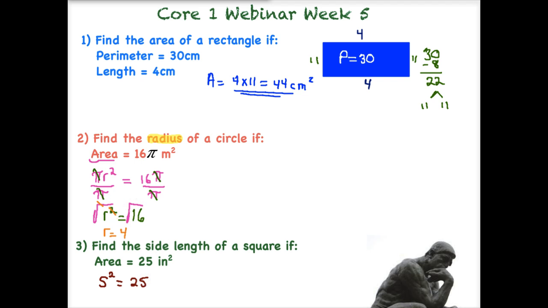And just like in the top example, the way that we undo the square is by taking the square root. So think about those have names in common, square and then square root. So the square root and the square cancel each other out, and I'm left with just s. And then the square root of 25, in other words, what times what, same numbers, is 25, would be 5. So the side is 5 inches.